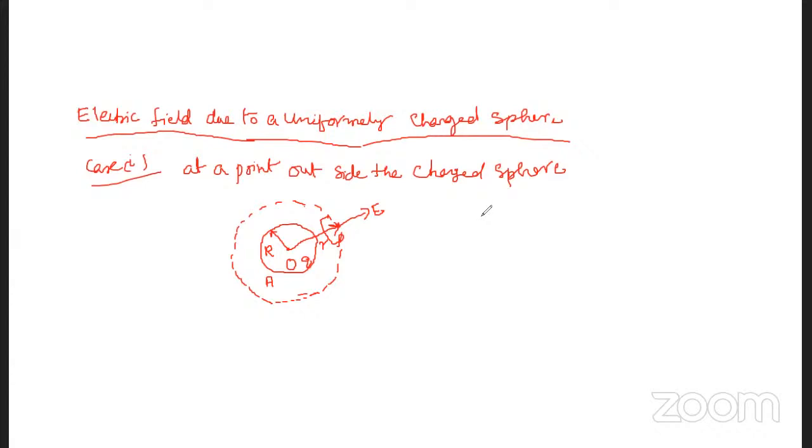This E dot ds is nothing but E ds cos 0, because both are in the same direction. So it will be equal to E ds, because cos 0 is 1. Why have we taken cos 0? Because the angle between E and ds is 0: E is in this direction, and ds is also in the same direction. So both are parallel to each other, and the angle between them is 0. Therefore E ds cos theta is equal to E ds.